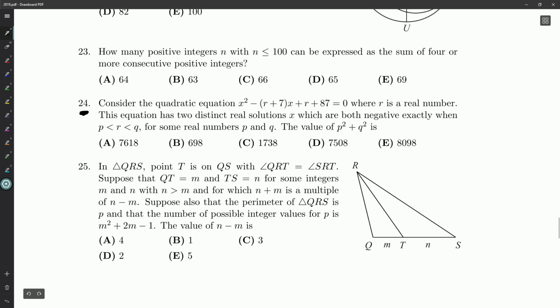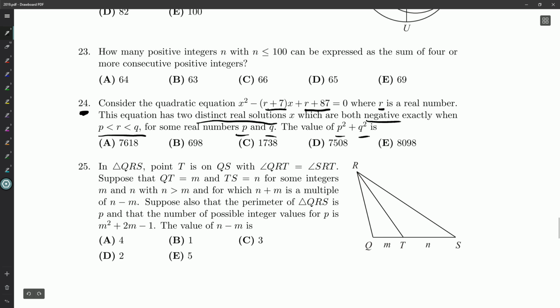Consider the quadratic equation x squared minus (r plus 7)x plus (r plus 87) equals 0. Okay, quadratic, we just don't know what r is, but we are told r is a real number. The equation has two distinct real solutions, which are both negative exactly when r is between p and q for some p and q. The value of p squared plus q squared is.